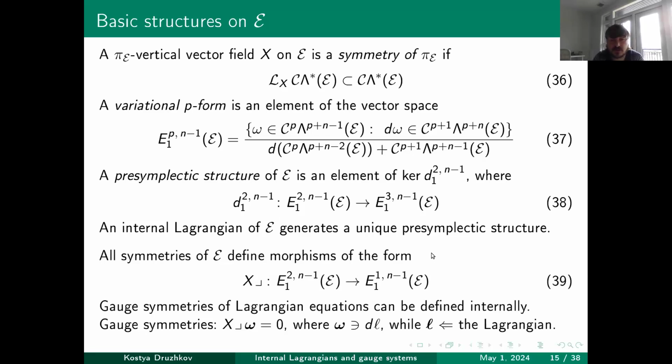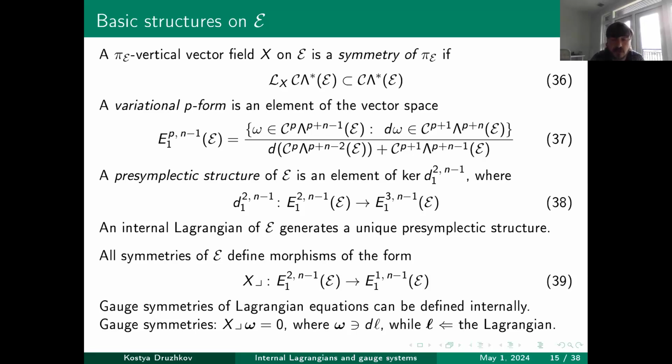So all symmetries of epsilon define morphisms of the form 39. We can consider interior products with the corresponding symmetries. And that is why we can define the kernel of variational two forms, say. And if we deal with the Lagrangian equation, then it's well known that we can define gauge symmetries of this Lagrangian equation internally in terms of the corresponding presymplectic structure, right?